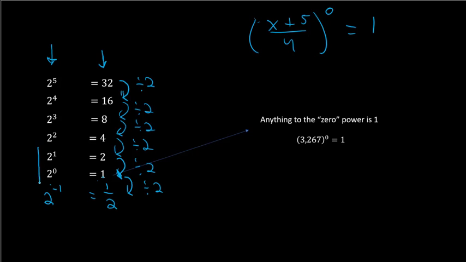So the main thing I want you to remember from this slide is the fact that anything to the first power would just be itself, and anything to the 0 power will always equal 1.